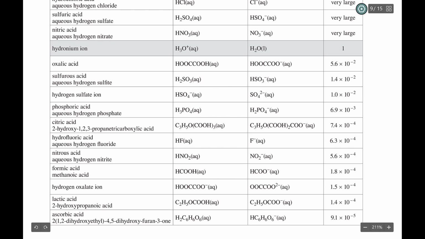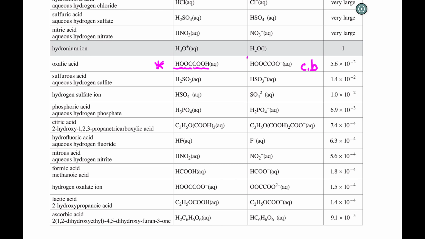So for instance, looking at oxalic acid, this is a diprotic carboxylic acid. It has 2 carboxylic groups. This H could be donated or this H could be donated. But they do it in a stepwise fashion, 1 proton at a time, and then the second proton after. So the conjugate base of oxalic acid is this ion here, HOOCCOO-. This is the conjugate base.